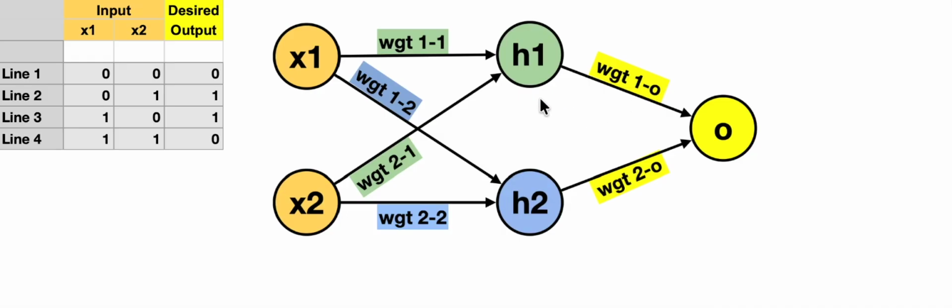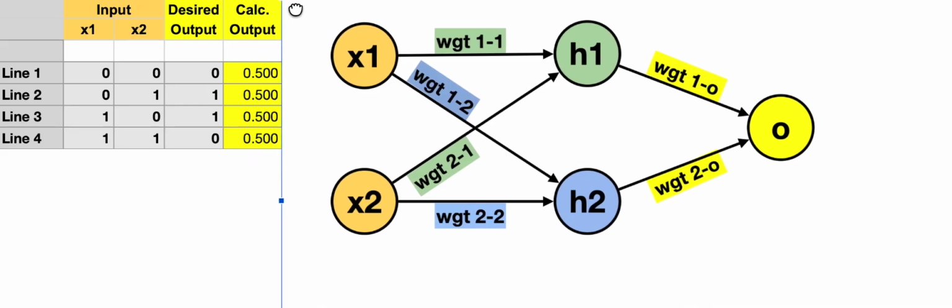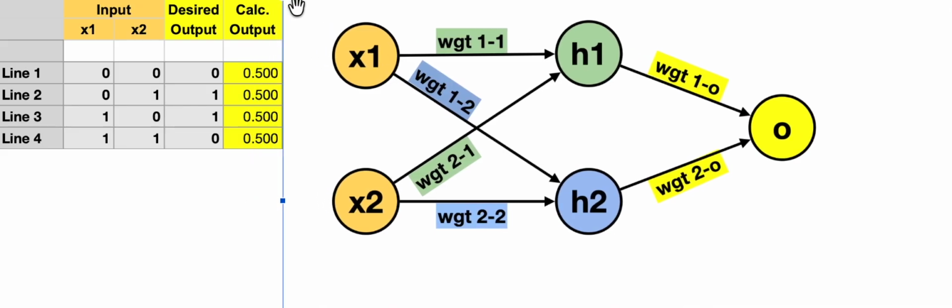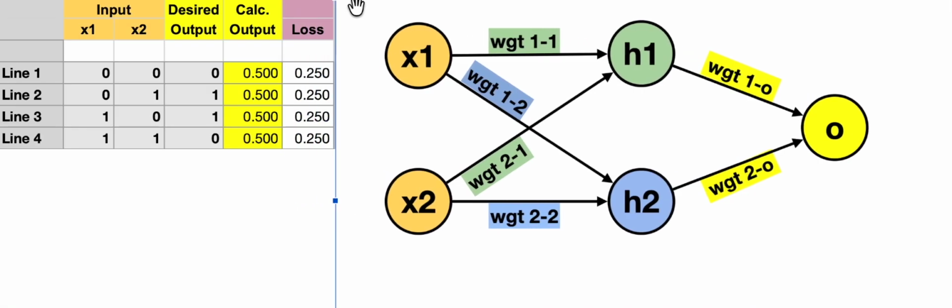To calculate the values of the neurons, H1, H2, and O, we're going to take the weighted sum of the inputs to each node, add in a bias factor, and run it through an activation function. Before we set up values for the weights, the calculated output is going to be 0.5 for all of our line items. The loss is the difference between the calculated output and the desired output, that whole quantity squared. For each of our line items, the loss is 0.25 initially.